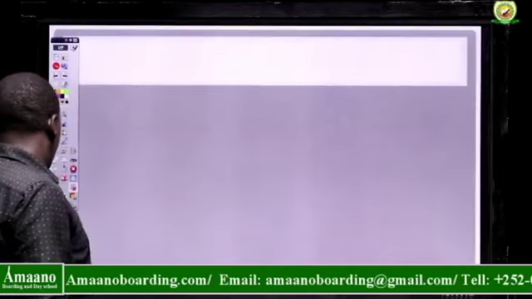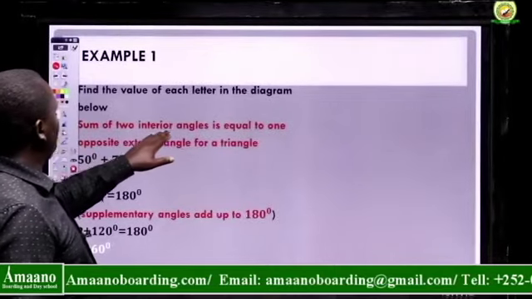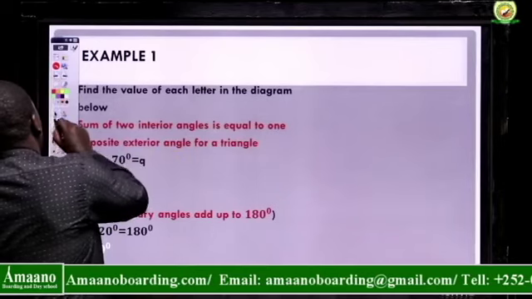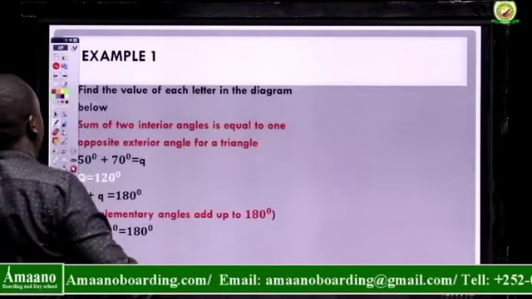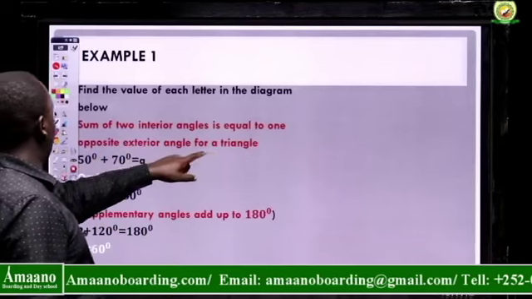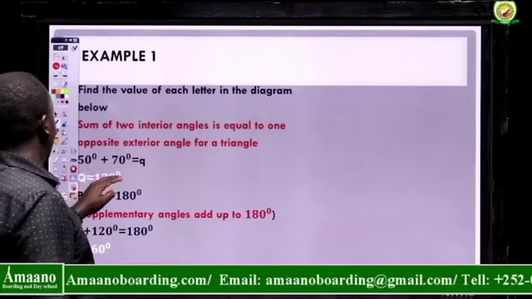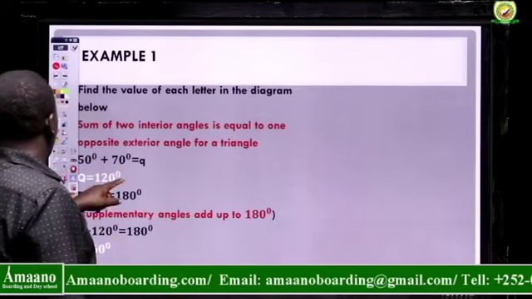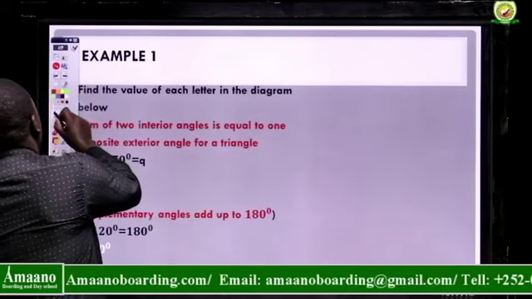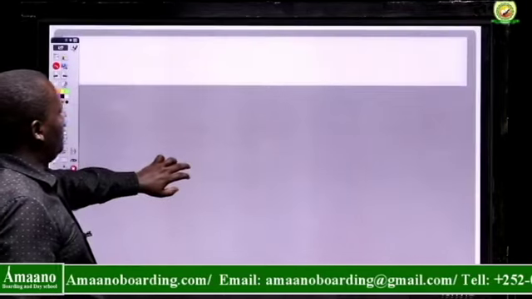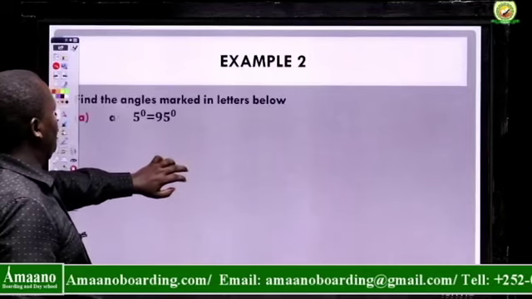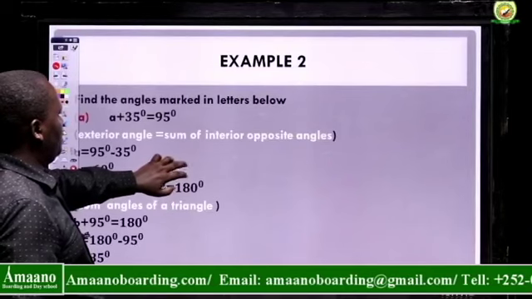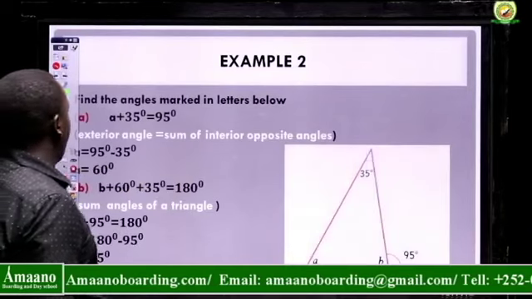All right, so we are given sum of two interior angles equals to one opposite exterior angle. That is, exterior angle of a triangle, that is 50 plus 70 equals to angle Q. But let's look at the diagram that we shall use to find these missing angles that they are asking here. We use this triangle. That's here. Right. We use this triangle.